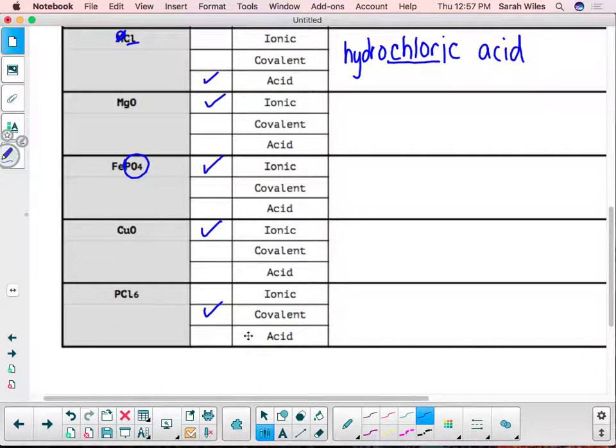MgO. Magnesium oxide. And this is the easy one, right? Is magnesium a multivalent metal? No. So it's just magnesium oxide and life goes on.